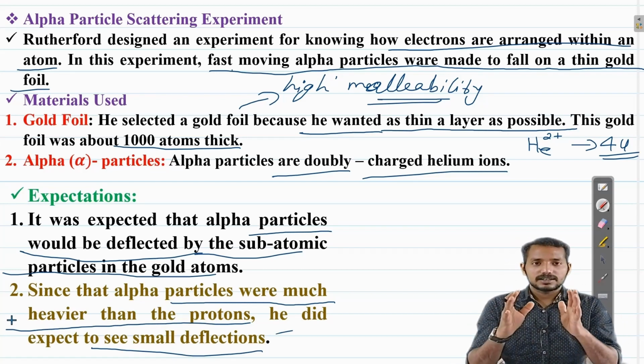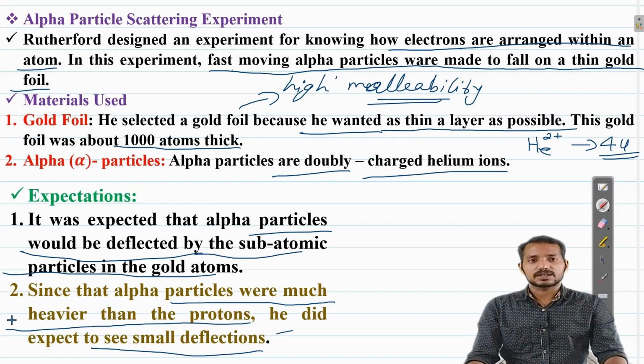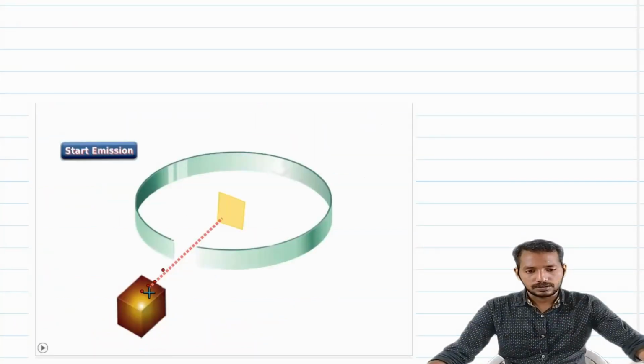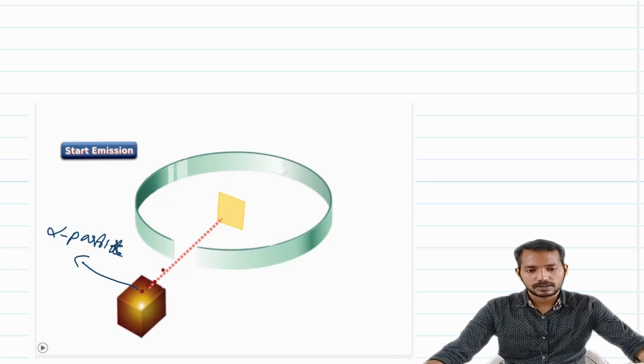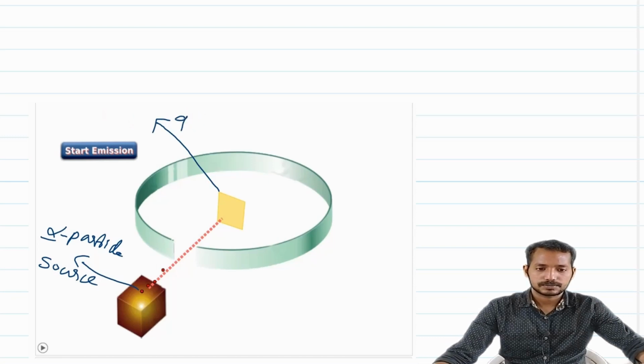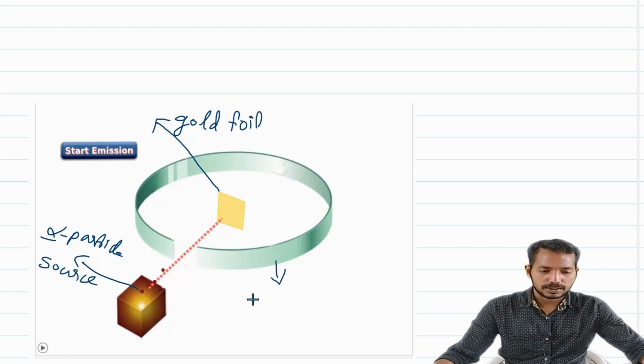Let's see the simulation of the alpha particle experiment performed by the scientist Ernest Rutherford. This is the alpha particle source. This symbol represents alpha. Okay, alpha particle source. And this is the gold foil. And this is the fluorescent plate.